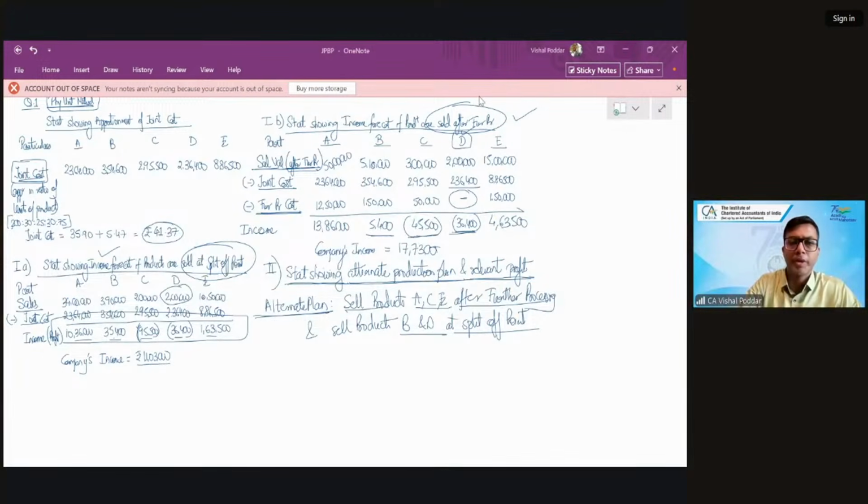So compare. This is the profit of A. What is better? Further process. This is the profit of B. What is better? Split off. This is the loss of C. What is better? Further process. D anyways cannot be further processed, so it will be sold at split off only. Now this is the profit of E. What is better? Further process. Simple.